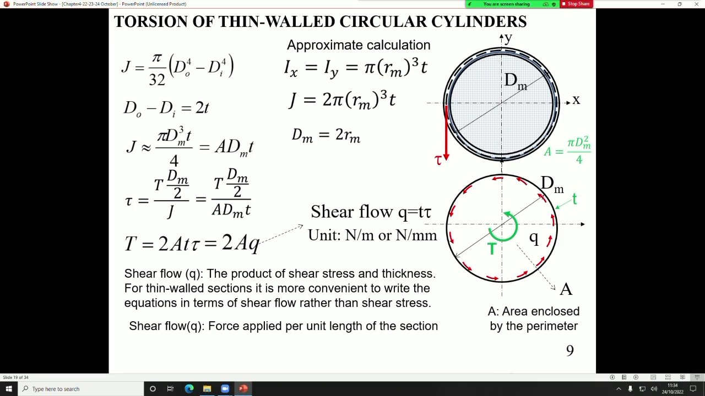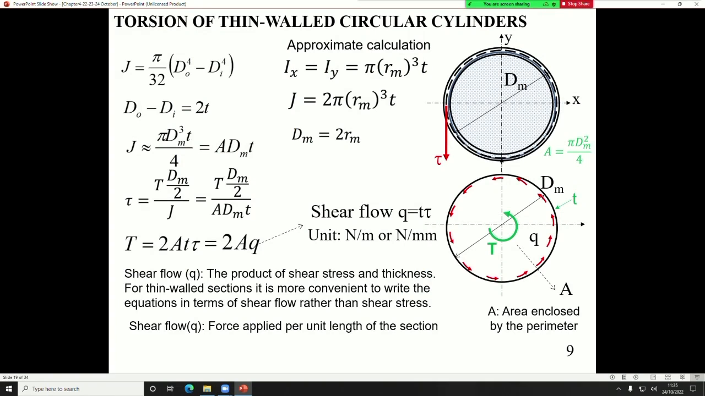Okay. So the unit of shear flow is the force applied per unit length. I showed you that for a thin walled circular cylinder, we can say the torque is equal to 2 times the area enclosed by the perimeter multiplied by the shear flow. And the shear flow is the force applied per unit length, which we use mostly for thin sections.